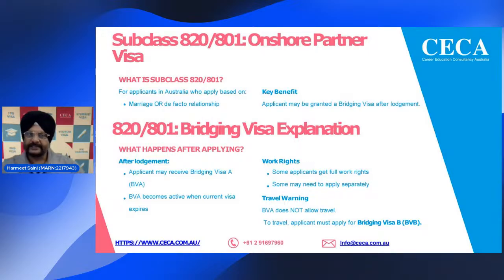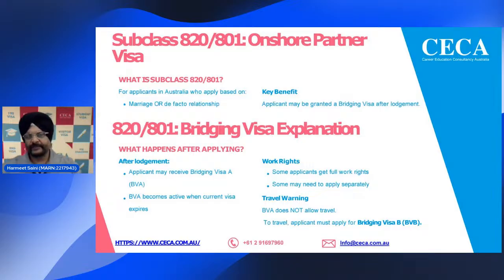Third category, subclass 820-801, is the same as 309-100, but the key difference is that it is an onshore visa. When the sponsor is onshore and the applicant is also in Australia, then you can apply for this visa, 820-801. Like the offshore visa, its main eligibility criterion is that you must be married or in a de facto relationship.